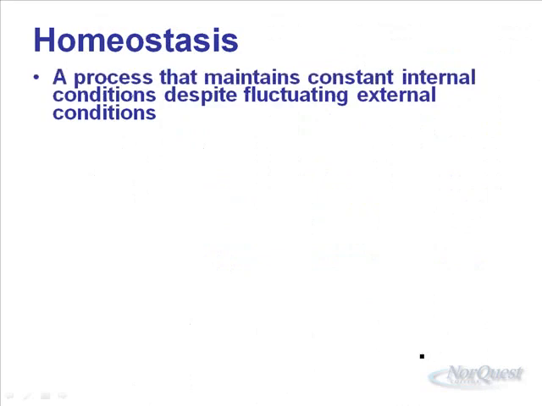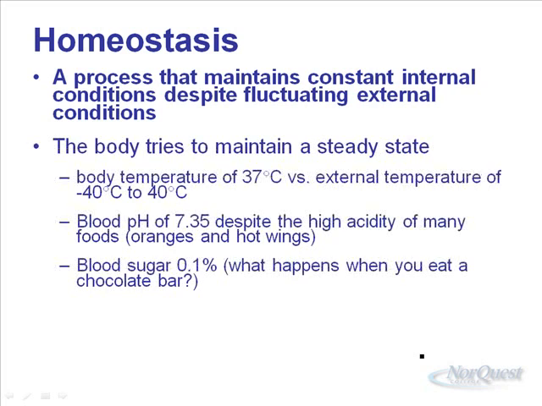Now we'll talk a little bit about homeostasis. Homeostasis is a process inside your body that allows your body to maintain a constant internal state despite fluctuating external conditions. So your body temperature inside remains around 37 degrees all the time, despite the fact that you might be going outside in temperatures as low as minus 40 up to plus 40 degrees Celsius. So there's 80 degrees of variation outside your body, but your body maintains a constant temperature.